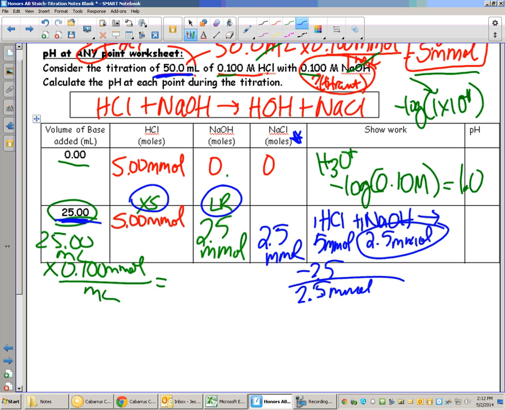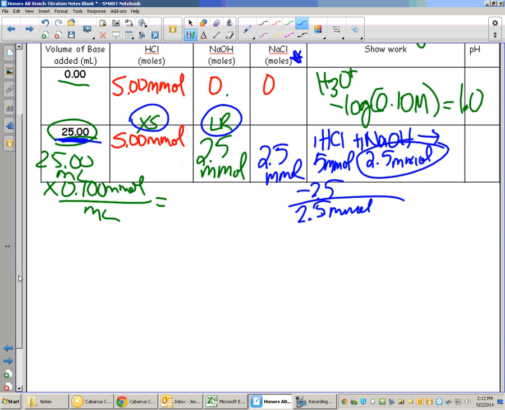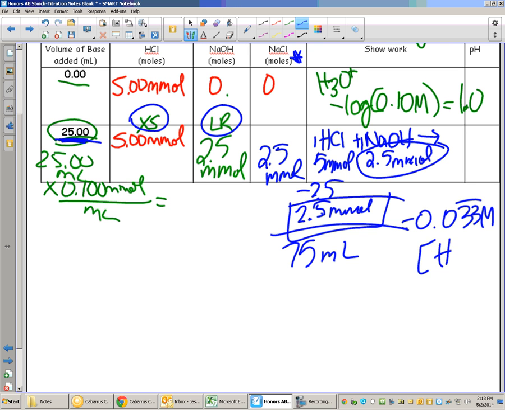Total solution is 75. So don't forget that whenever you have your millimoles, you need to divide by total volume, which in this case is 75 milliliters. What's 2.5 divided by 75? 0.0333, right? So it's 1/3, but since we're over 10... 0.033, let me make sure that's right. Yeah, 0.033 molar is what the HCl or H3O+ concentration is, which is the acid concentration.